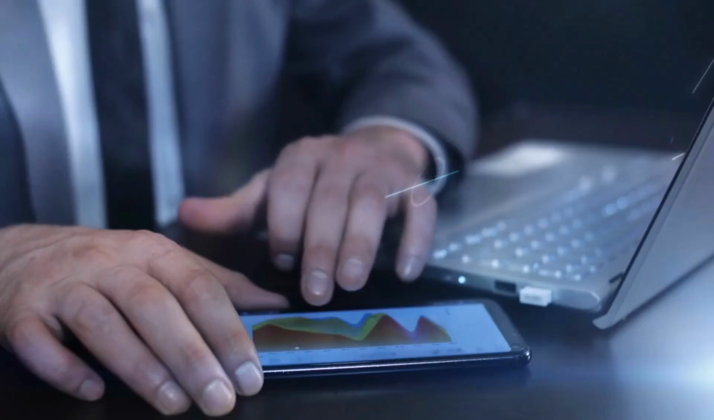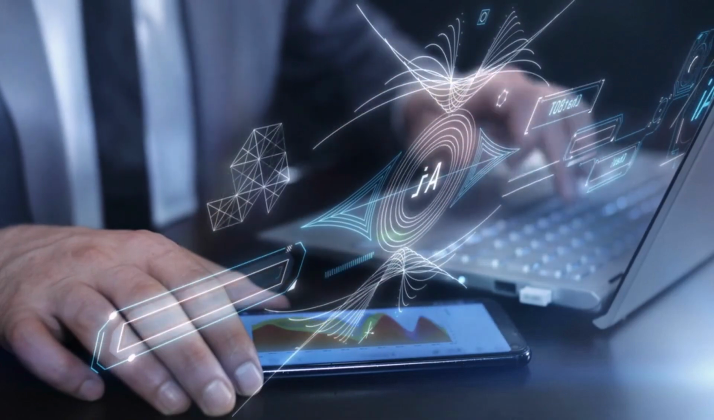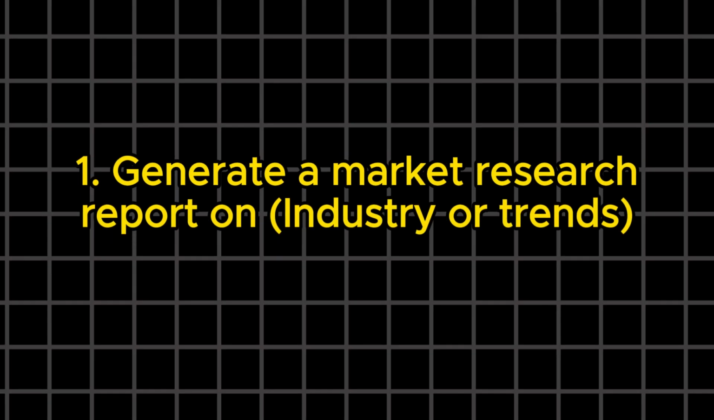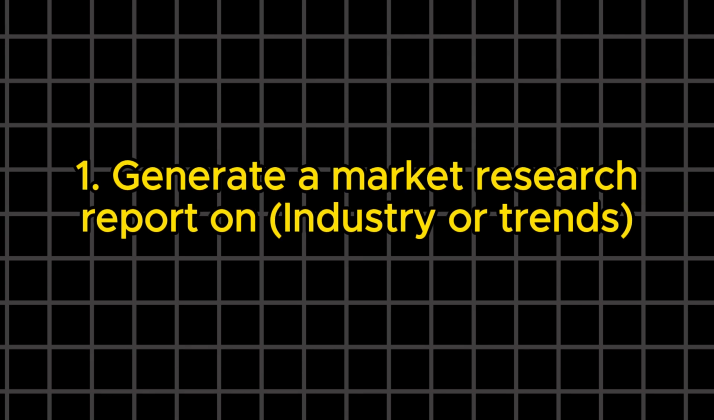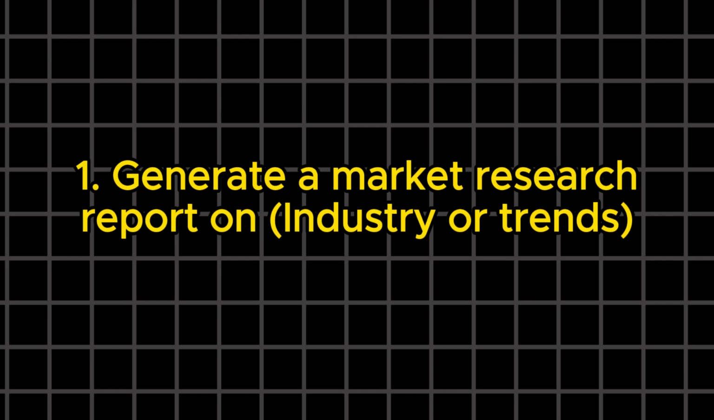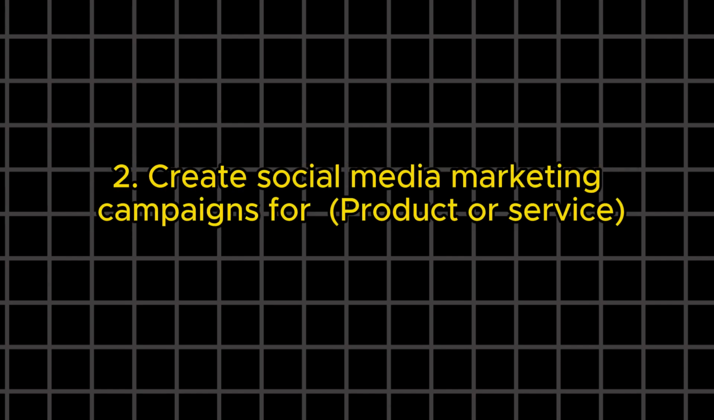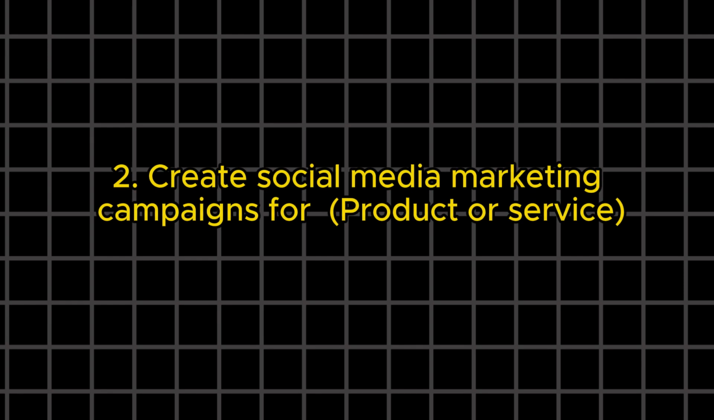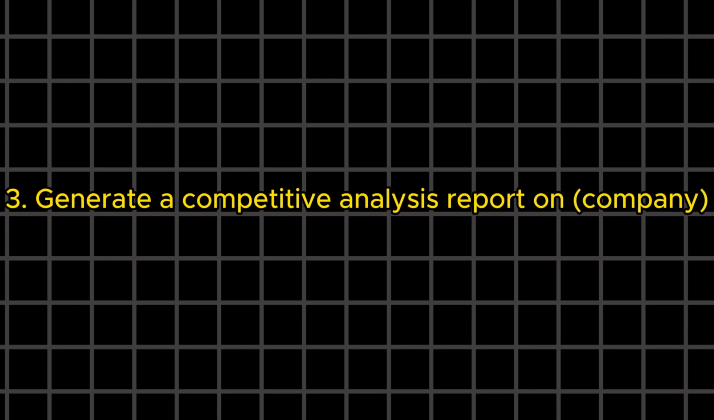When it comes to business ideas, ChatGPT can assist you in different ways, including competitor analysis and more. The first one is: Generate a market research report on industry or trends. This prompt helps ChatGPT to provide valuable insights and analysis on market trends and industries. Or you can say, create social media marketing campaigns for product or service. This one will make ChatGPT generate engaging social media content, hashtags, and marketing strategies. The next one is generate a competitive analysis report on company. ChatGPT will provide an in-depth analysis of a company's competitors, including strengths, weaknesses, and market positioning.